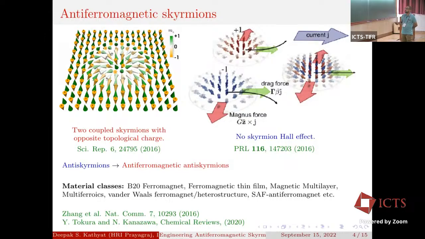There are other objects called antiferromagnetic skyrmions. These are a superposition of two skyrmions of opposite polarity or opposite topological charge, and they are considered superior to skyrmions. The reason is that when a current passes through a material hosting skyrmions, the skyrmions experience a transverse deflection, called the skyrmion Hall effect. Because this is a superposition of two, it doesn't experience the skyrmion Hall effect. The antiferromagnetic counterparts of antiskyrmions are called antiferromagnetic antiskyrmions. There are various classes of materials where all these kinds of textures are found.